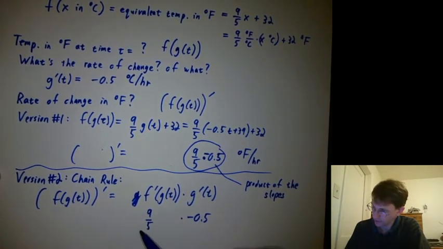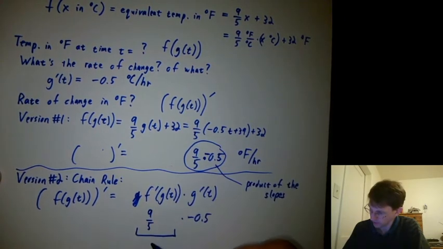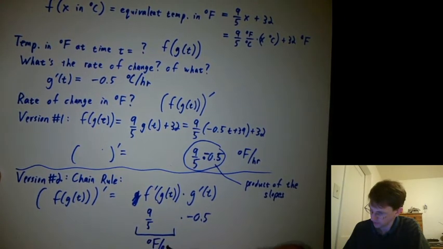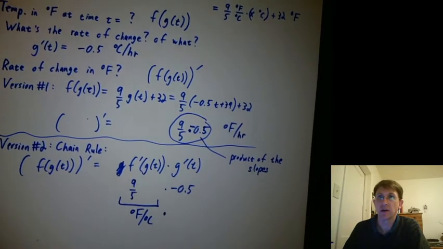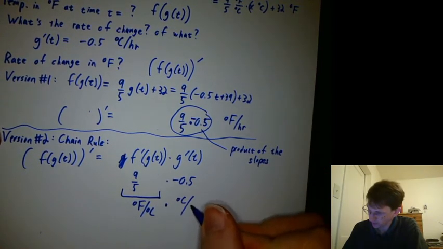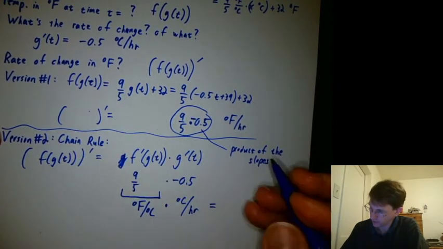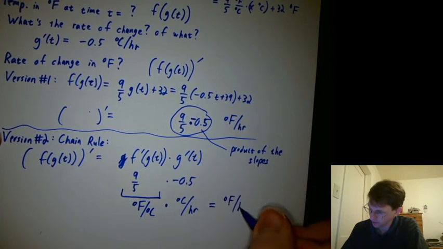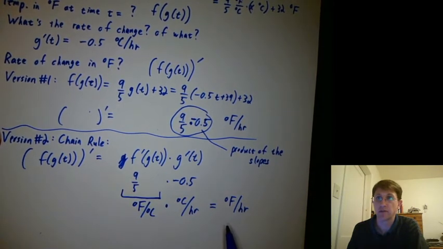What was this 9/5? What was the units of that? It was degrees Fahrenheit per degree Celsius, right? And what was the units of negative 0.5 in our problem? That was degrees Celsius per hour. And ultimately we wanted this in degrees Fahrenheit per hour. So can you see how the degrees Celsius kind of cancels top and bottom and gives us the units we ended up wanting? So that's great.